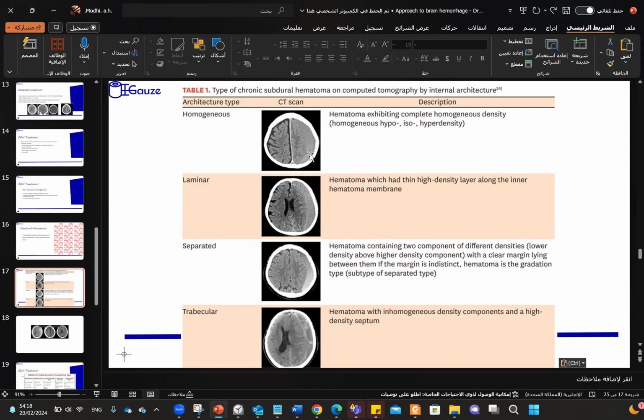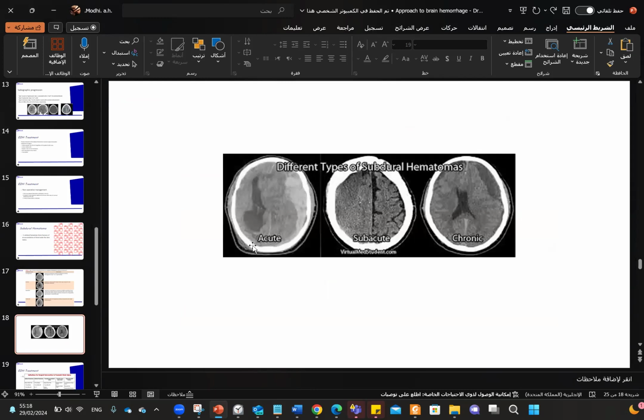But subdural hematoma is usually not as acute as the epidural hematoma. Also, it can be laminar, where the hematoma has a density layer along the inner hematoma membrane, or separated, where the hematoma has two components of different densities with a clear margin lying between them, or trabecular, like this one, where you feel there are some internal septa within the hematoma. And as we learned, it can be acute, subacute, or chronic.